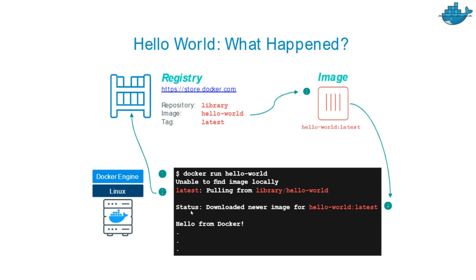Then we have a status: downloaded newer image for hello world colon latest, and then it's printing the hello from Docker. Now these are step number one. Type the command, and it will download the latest file from the registry and store it, from https colon slash slash store.docker.com, and it will be considered the repository, the library. The image name is hello world and the tag is latest.